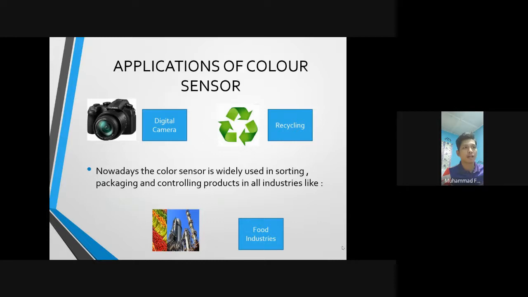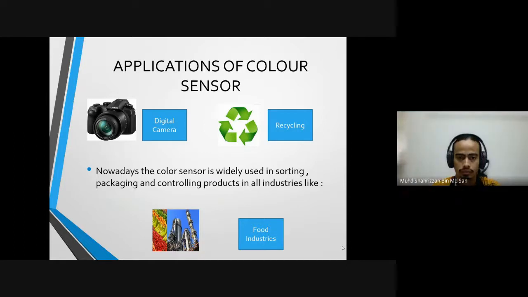Next, the applications of color sensor. Nowadays, the color sensor is widely used in sorting, packaging, and controlling products in all industries like digital cameras, recycling, and very importantly the food industry.